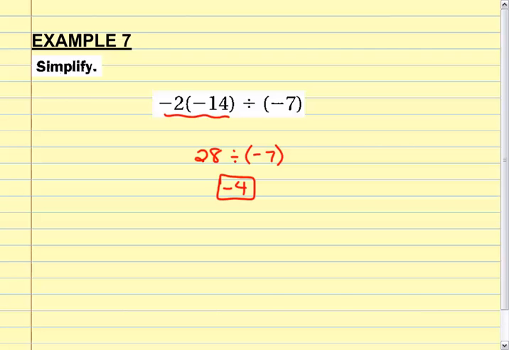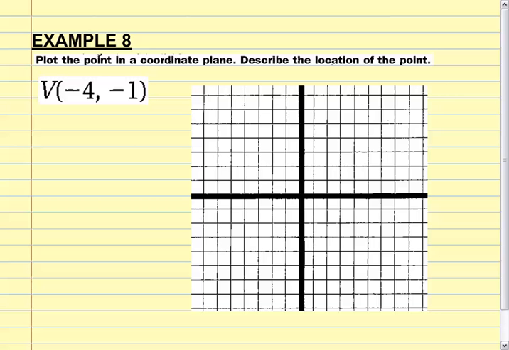All right, let's look at the next one. Oh, really? That's it? Oh, and describe. Okay, here we go. So we got two things that we need to do. We need to plot this point, and then we need to describe the location of the point. Okay, now Elise is going to help me plot it. Elise, they want us to plot this point V. They've given it a name V. Okay, -4, -1. How do I do that?